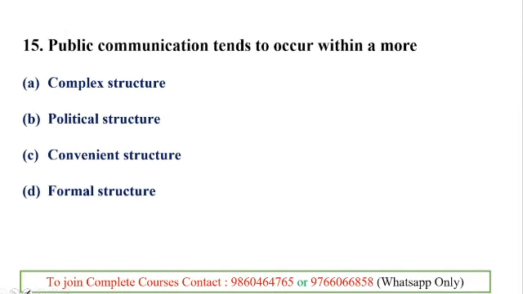Next one: public communication tends to occur within a more dash structure. This is a homework question for you. You must know what public communication is. Communication in a broad manner, or mass communication, also comes under public communication, but there are some differences between mass and public communication. One major difference is that public communication is set up in a particular manner. Clear. There must be something like a press meet, etc.